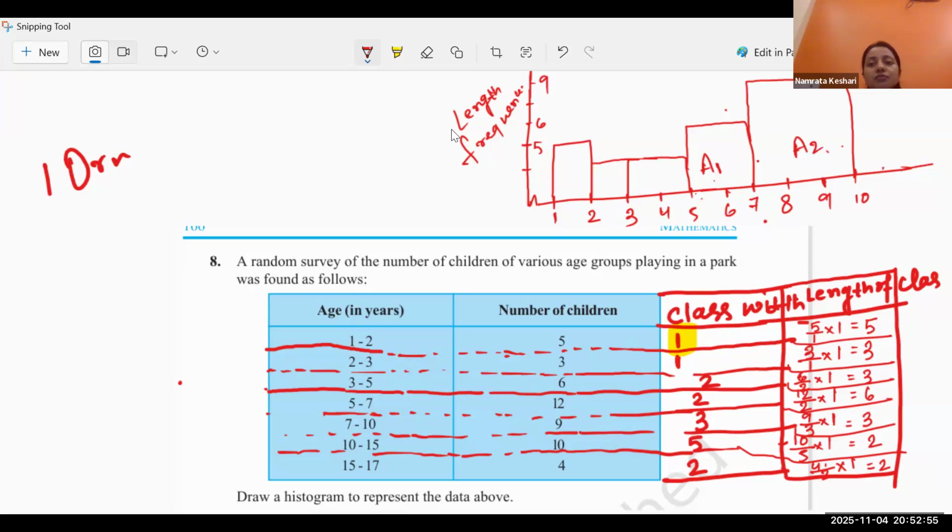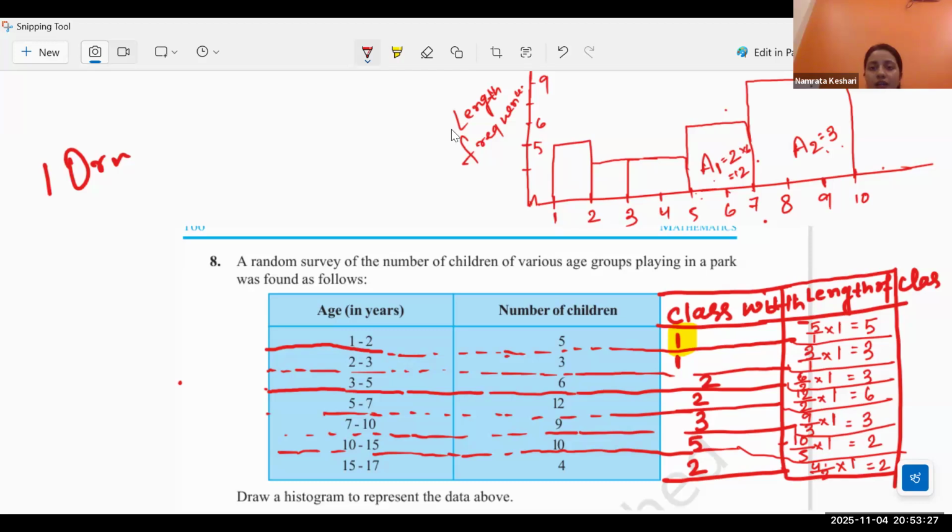For 5 to 7, the width is 2 units, and up we have gone till 6. So 2 into 6, area is 12. You don't have to do it, I'm just showing you. For the second rectangle, 7, 1, 2, 3, 3 units over here, and up till 9.